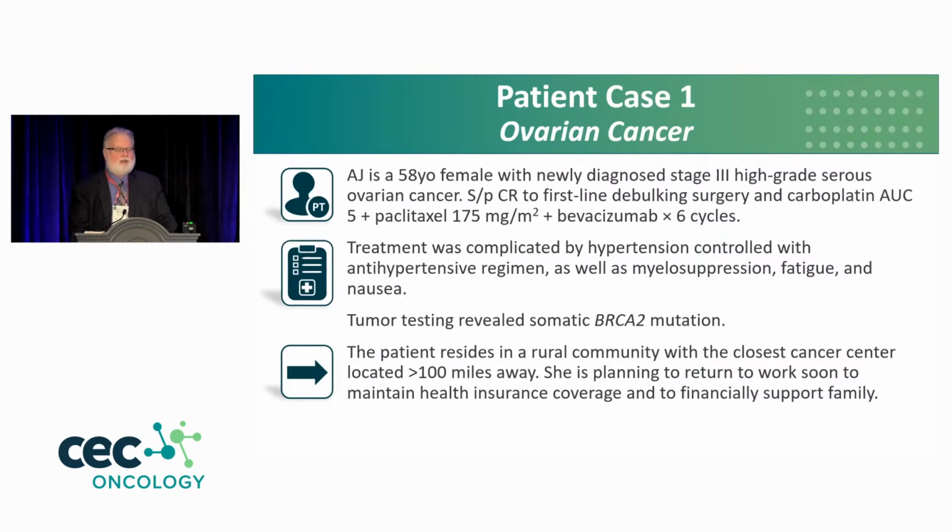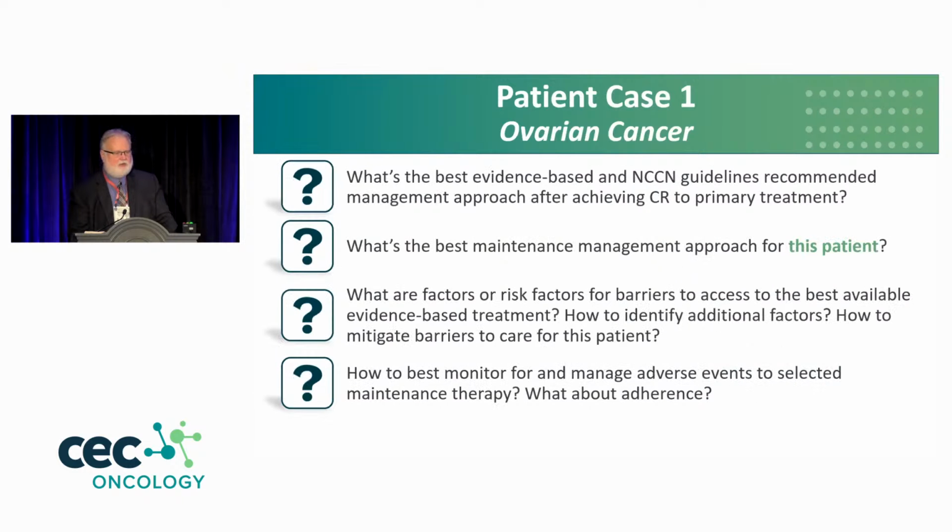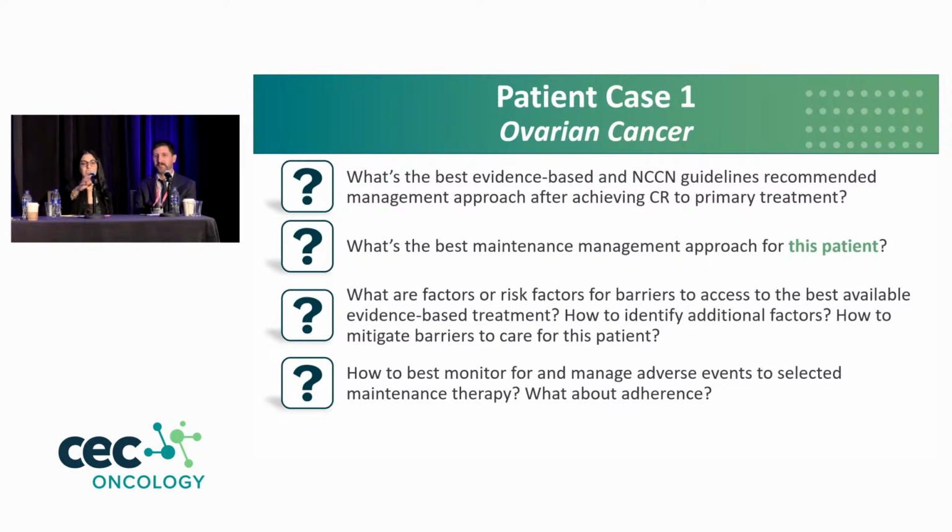The patient lives in a rural community with the closest cancer center more than 100 miles away. It's actually fairly common to what we see. And she's planning to return to work as soon as she can. She has health insurance coverage and needs to financially support her family. So, our experts, what's the best evidence based on the NCCN guidelines? Dr. Rahim, what do you think?